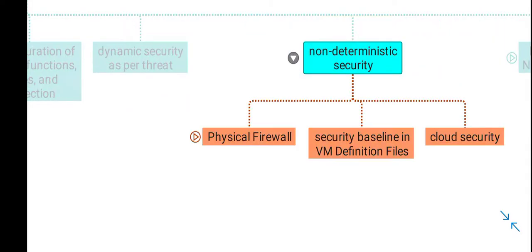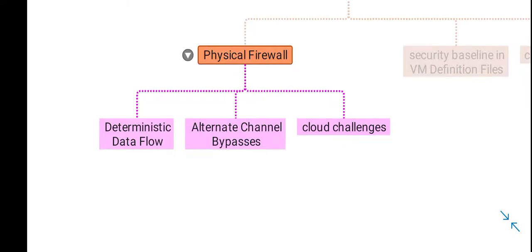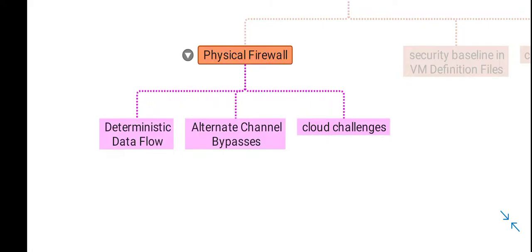Now, this entire security is done in a non-deterministic way because physical firewalls have limitations in determining the data flows between 2 points and then protecting that channel. And if any alternate channel is used, then it can bypass the security provided by the firewall. So the traditional firewalls cannot capture the security requirements of cloud services.